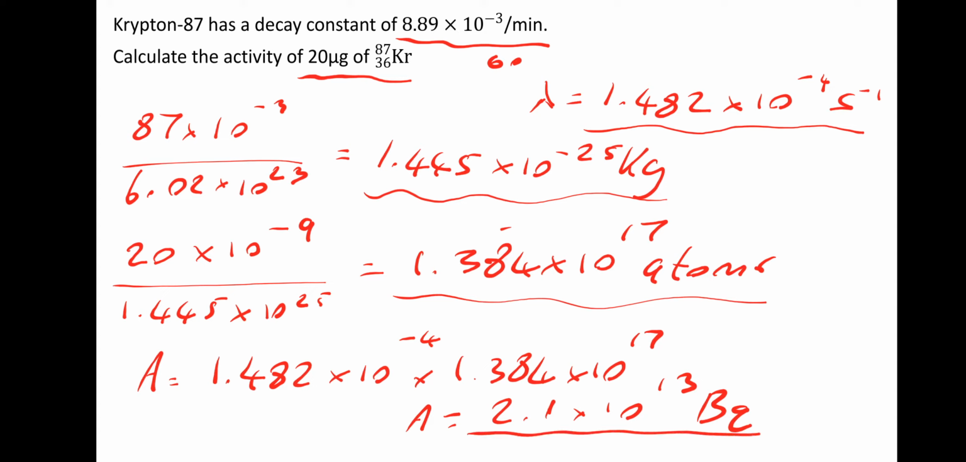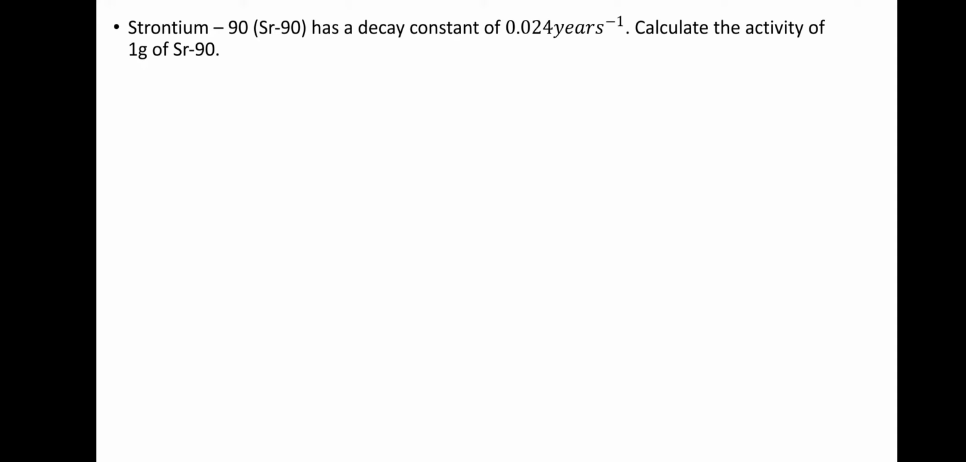Right, let's do one more. Again, slightly different to this one. If you want to redo any of these questions, just watch the video again and redo them. So I'm going to pause and have a go at this one. Strontium-90, Sr-90, has a decay constant of 0.024 disintegrations per year. Calculate the activity of 1 gram of Strontium-90.